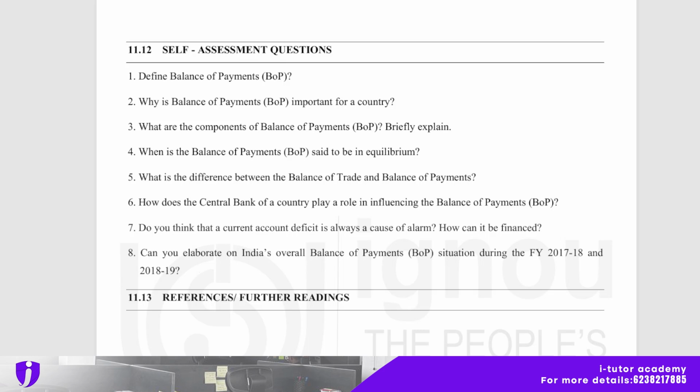How does the central bank of a country play a role in influencing the balance of payment? Do you think that a current account deficit is always a cause of alarm? How can it be financed? Can you elaborate on India's overall balance of payment situation during the years 2017-18 and 2018-19? This may vary with the year also, so refer to the current situation of the balance of payment, rates, etc., and the economy of the country. Try to answer all these questions.